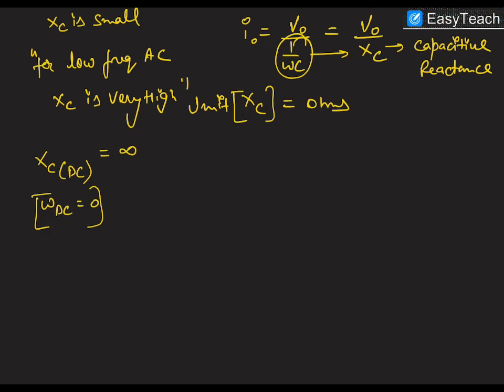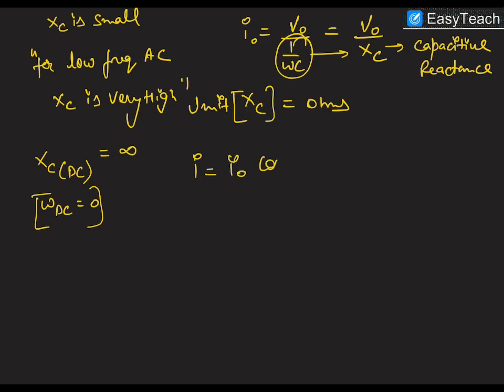Okay, because the transient state is a very small period of time. It stays for a very small period of time, so we can ignore that period and we can consider any DC circuit to be in steady state always. Okay, now if we talk about the current, so the current will be I naught cos omega t.